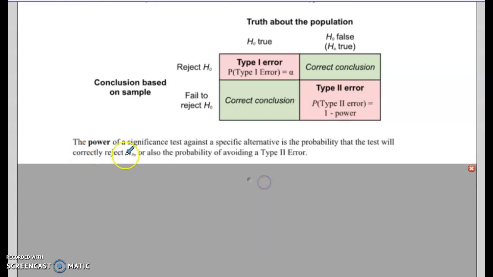And power can be a little bit confusing. I have another diagram I have to look for in my notes, but power in a significance test is the probability the test will correctly reject the null. Meaning if the null is false, you correctly reject it. It's going to be the opposite of a type 2 error. So 1 minus the probability of a type 2 error. And I have some diagrams that show that pretty well.